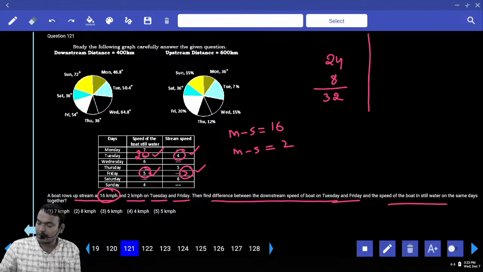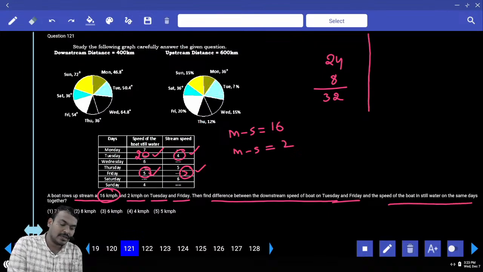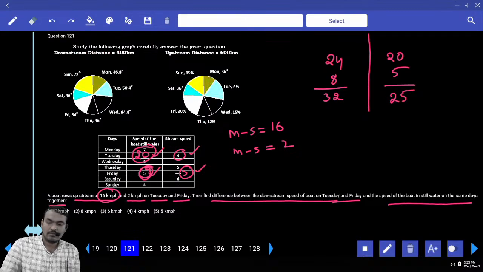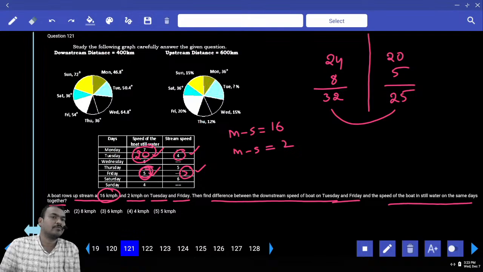Speed of the boat in still water on the same days or different days? Same days. What is the M value on Tuesday? 20. Friday 5. 20 plus 5, how much? 25, or not? What is the question here? Difference between 32 and 25. 7, or not?